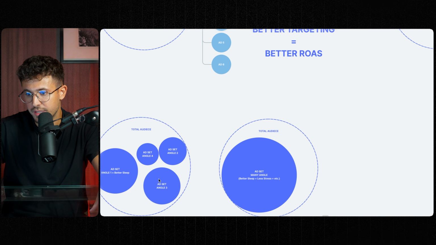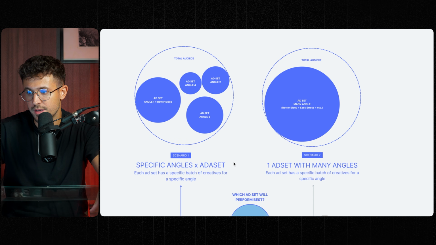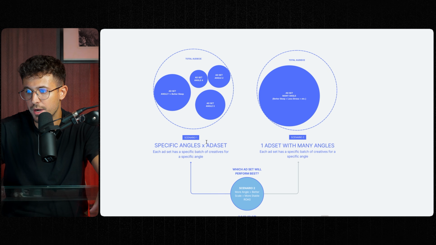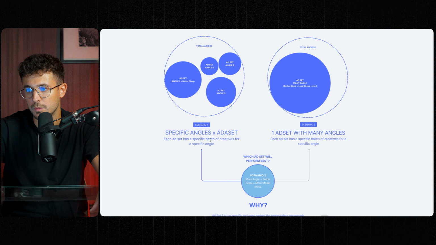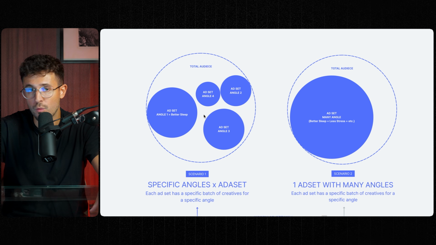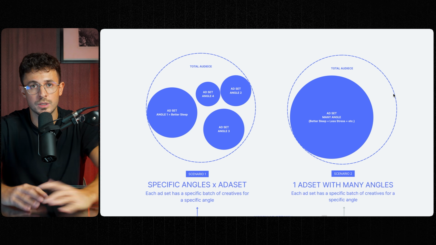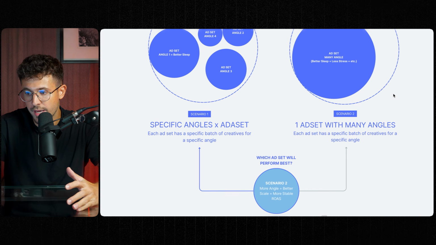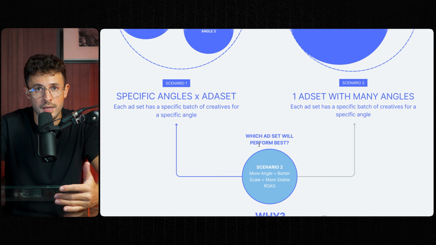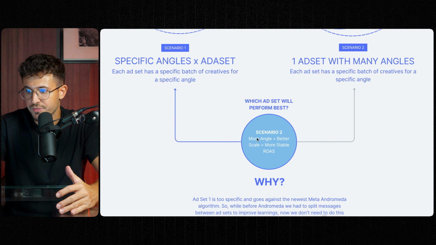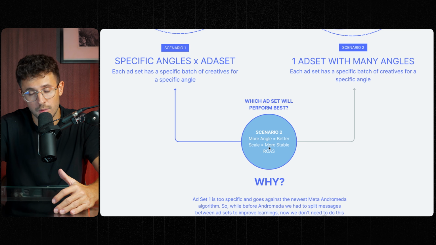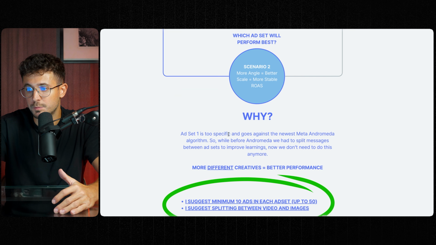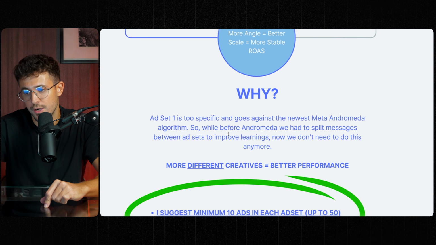So let's say you have this. Which is better in this case, scenario number 1 or scenario number 2? Scenario number 1 is splitting ad sets by different angles. Scenario number 2 is you have one ad set with a lot of different angles inside. Of course, scenario number 2 is going to win in this case, especially because we are in the Andromeda period. So scenario 2 will perform because you have more angles, a better scale, and more stable ROAS. Ad set 1 is too specific and goes against the newest Meta Andromeda algorithm.